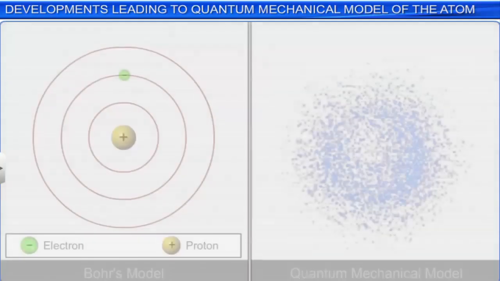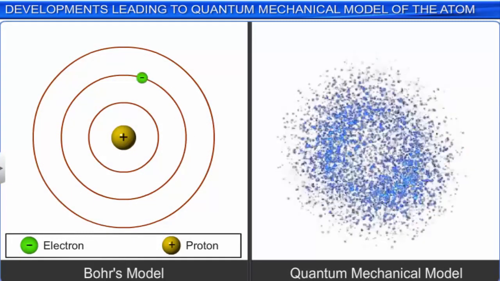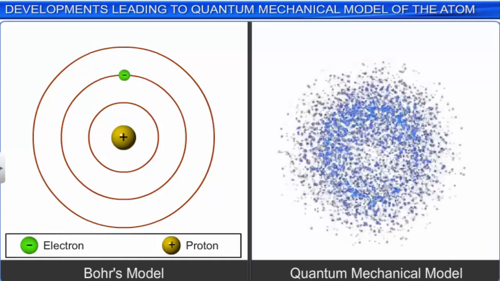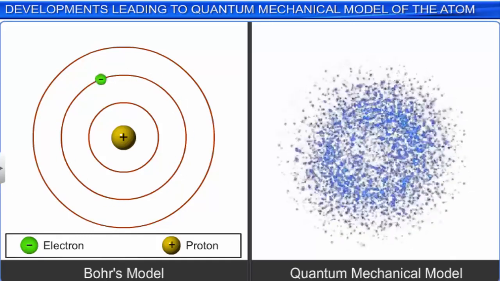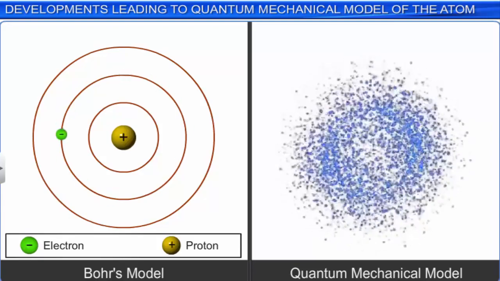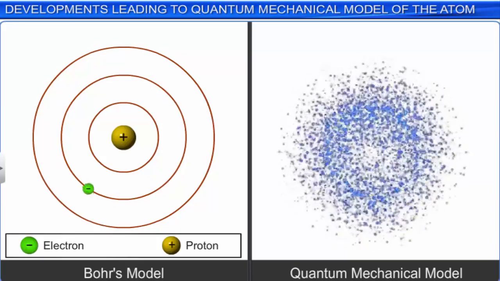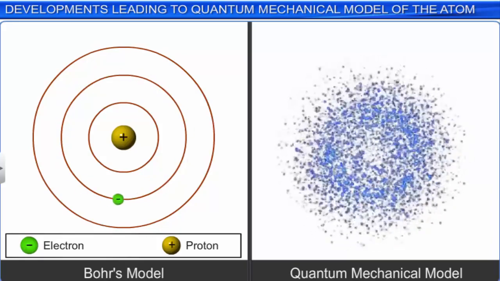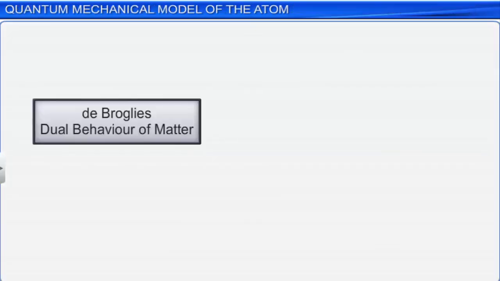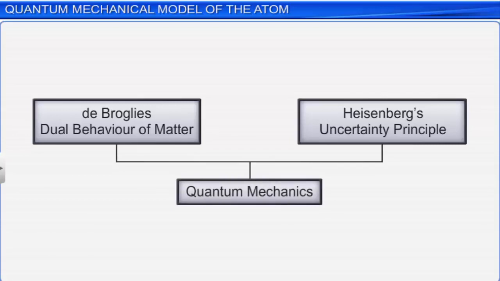Due to these inherent weaknesses in the Bohr's model, a need for such an atomic model arose which could account not only for the dual nature of electrons, but also be consistent with the Heisenberg uncertainty principle. This search led to the advent of quantum mechanics. De Broglie's dual behavior of matter and Heisenberg's uncertainty principle gave birth to a completely new branch of science called quantum mechanics.